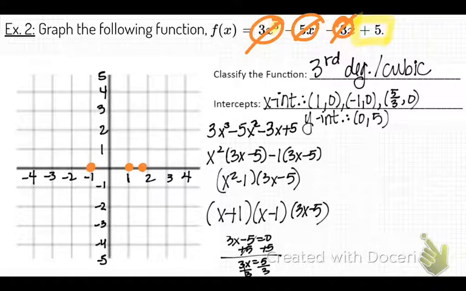Okay, now where's my y-intercept at? 0, positive 5. And where do I start my graph again? Bottom left. Good.